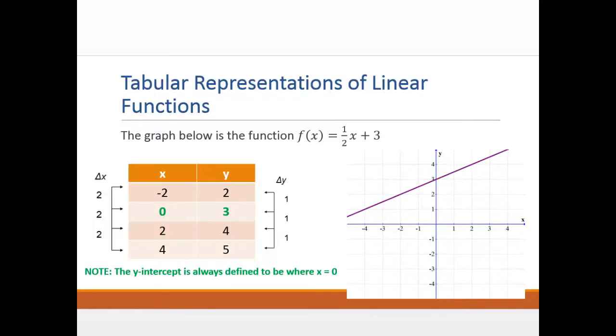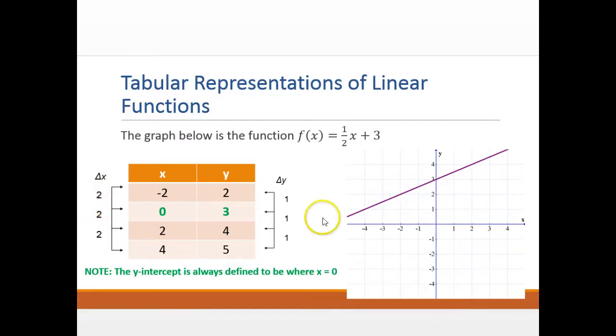We can also use functions with tabular representation. The graphs are a little bit easier to see. We can look at a graph and say that's a straight line. Tables are a little bit trickier, but if we look at a table, notice each of these x values differ by 2. In other words, the distance from negative 2 to 0 is 2. The distance from 0 to 2 is 2. The distance from 2 to 4 is 2 as well. So that's my delta x here.